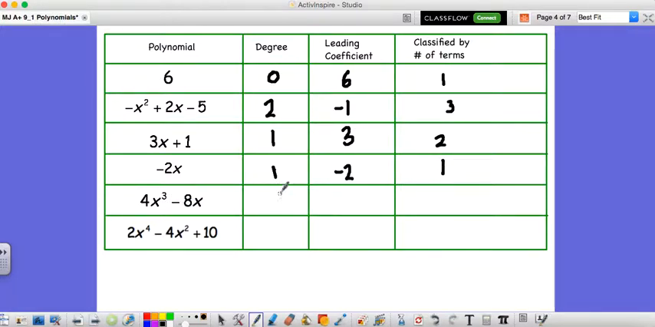Degree here, the highest degree is 3. Leading coefficient is 4 because you have a 4 right in front of that x cubed. Remember, it does not matter that 4 is less than 8. Don't think like that. Just think what's the coefficient in front of the highest degreed term. And number of terms is just 2. Degree on this next one is 4. Leading coefficient's 2. Number of terms is just 3 again. It's a trinomial. So anytime you see a 1, that's a monomial. 3 would be a trinomial. 2 would be a binomial. I didn't take the time to write that in, but that's there.